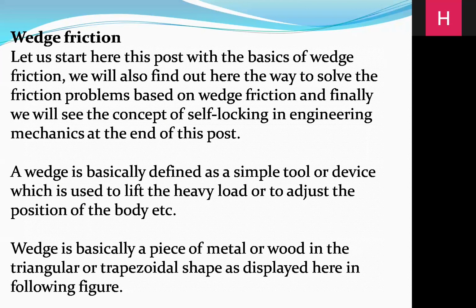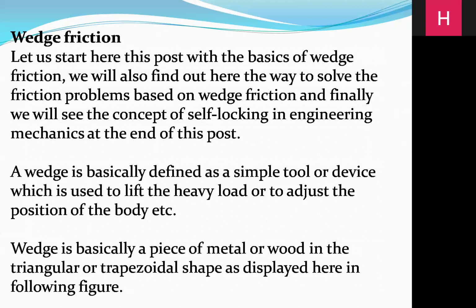First, the problems are based on wedge friction, and last is the concept of self-locking in engineering mechanics. A wedge is basically defined as a simple tool, as we see in the figure, which is a triangular object or device used to lift heavy loads. You've seen in the previous line, a wedge is used to support the body or to adjust the position of the body, etc. A wedge is basically a piece of metal or wood, of triangular or trapezoidal shape, as displayed in the following figure.